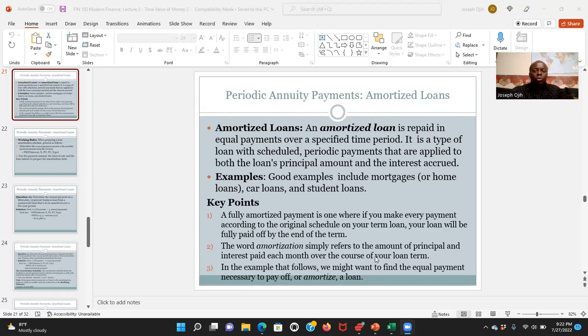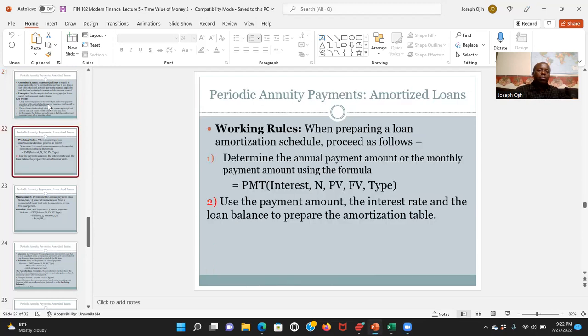Now, in the example that follows, I will solve some questions that involve amortized loans. Before I do that, I want to show you the working rules when preparing an amortization schedule. An amortization schedule is the schedule that will show each payment, how much goes to the principal, how much goes to the interest, and how much is the loan balance every year or every month, as the case may be.